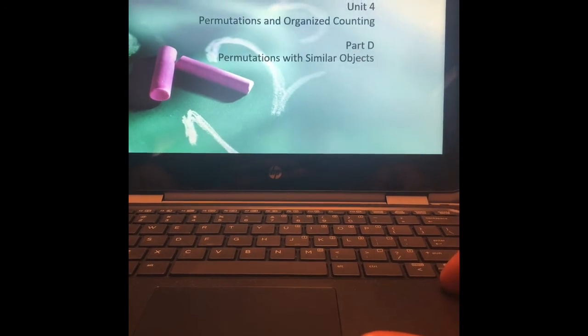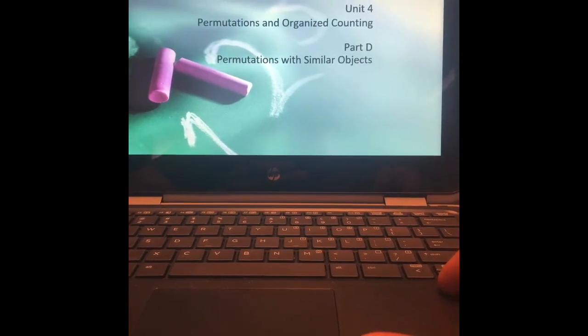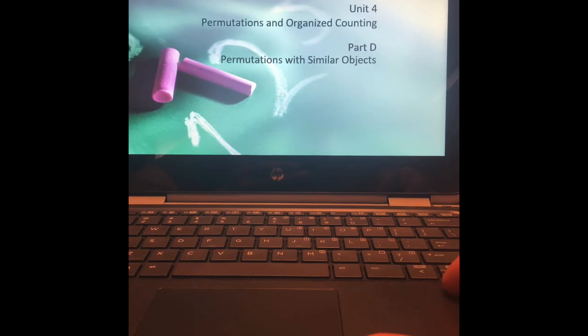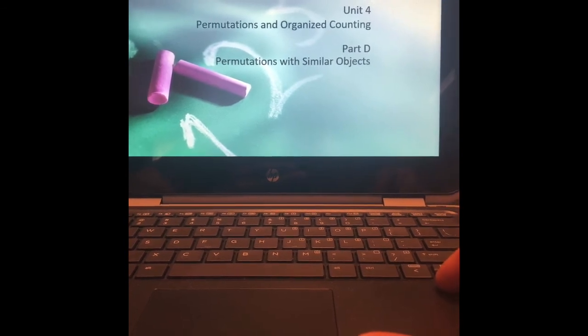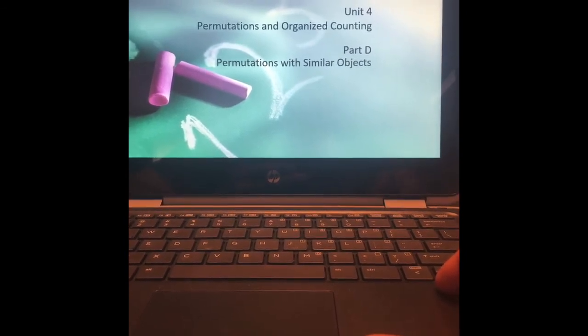Here we go. Permutations with similar objects. What happens when there's a repeat? Before it was 7 different numbers, no repeats. What happens if there's a repeat? Let's get into that right now. You can generalize this example to show that for the number of permutations of a set of n items, where a are identical, you get n factorial divided by a factorial.